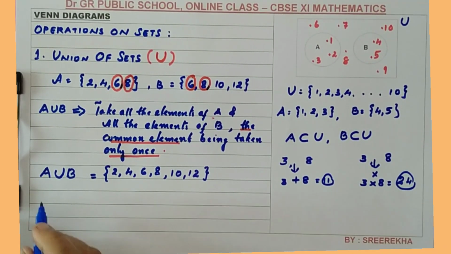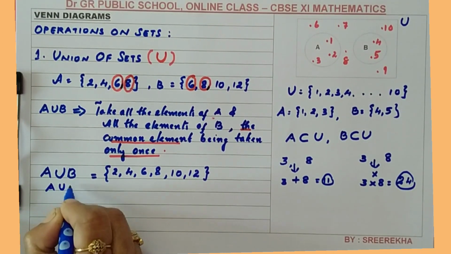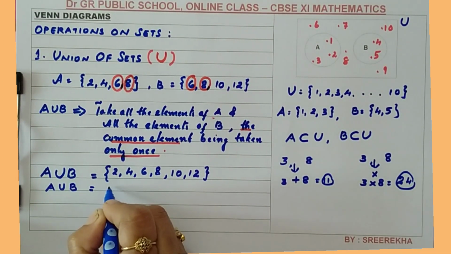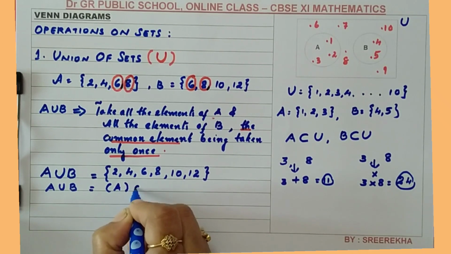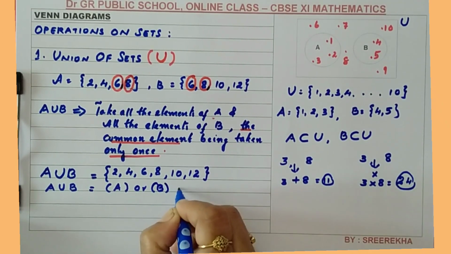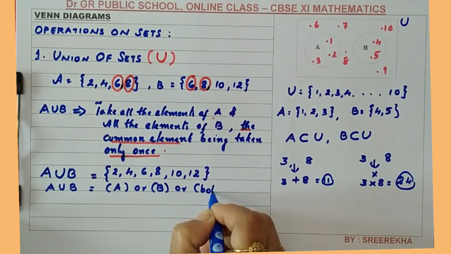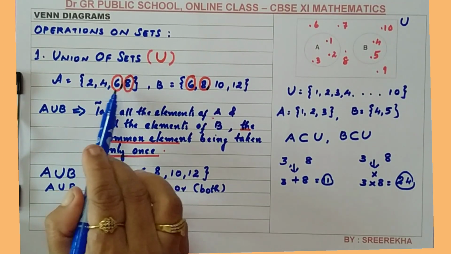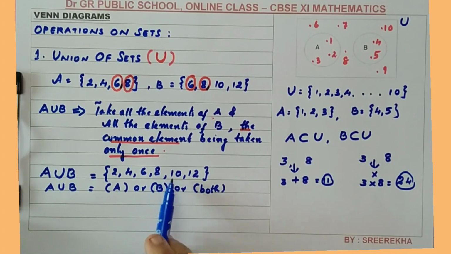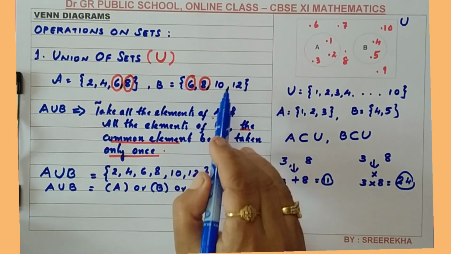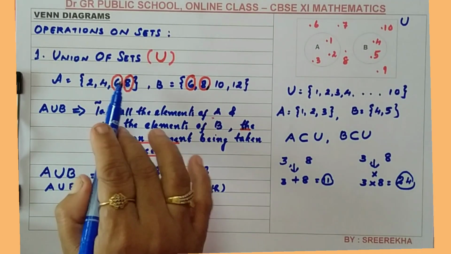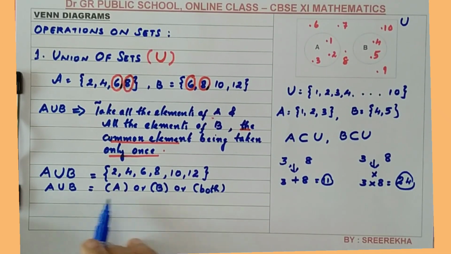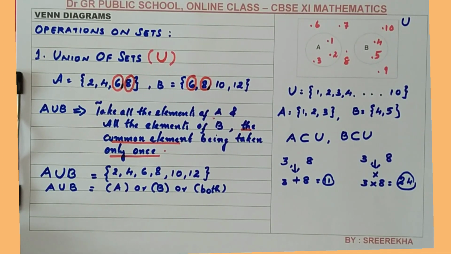So from this clearly we can say that A union B equals the elements that are either in A or in B or in both the sets. Look at this. The elements are either in A, 2, 4, 6, 8, or in B. The elements 6, 8, and 12 are in B or in both. The 6 and 8 are common to both. So actually this is the way of writing the union of two sets.